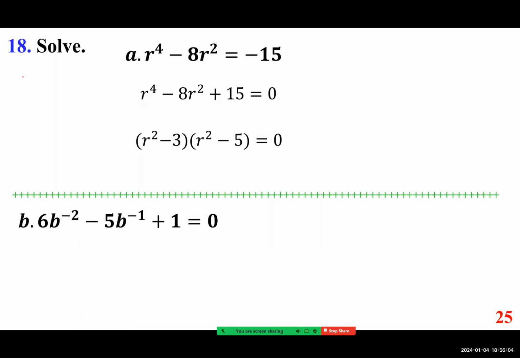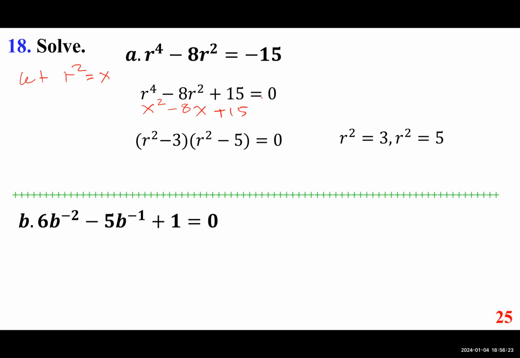For example, let r squared be x, then this becomes x squared minus 8x plus 15, and you do the math. So r squared is either 3 or 5, which means r is plus or minus square root of 3, plus or minus square root of 5. There are 4 answers, everybody.